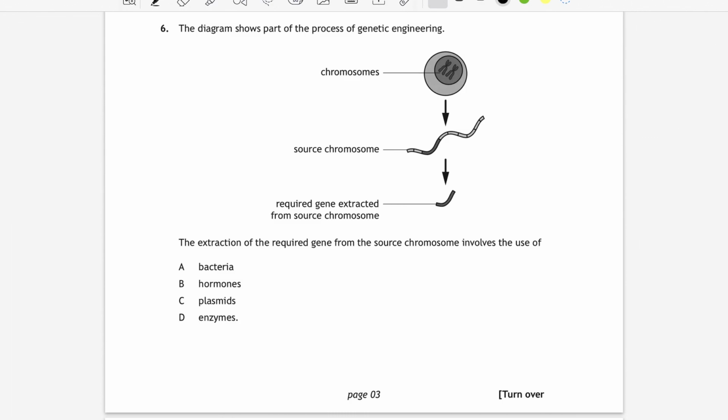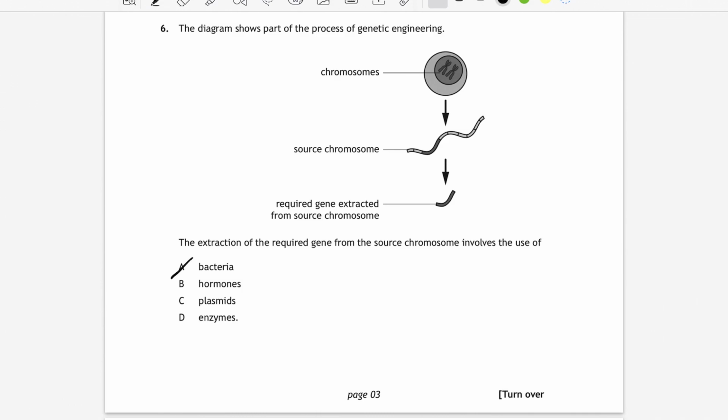The extraction of the required gene from the source chromosome involves the use of bacteria. Well, bacteria are going to be involved in genetic engineering, but they're not going to be specifically involved in the extraction of the required gene from the source chromosome. Bacteria won't even be involved in that part. So bacteria is a no on that one.